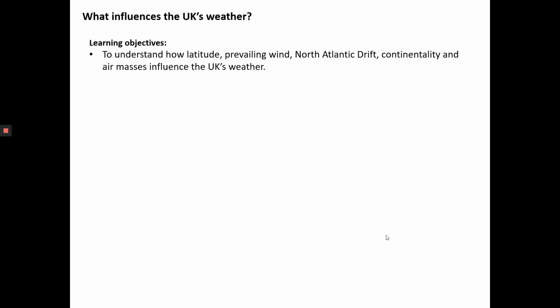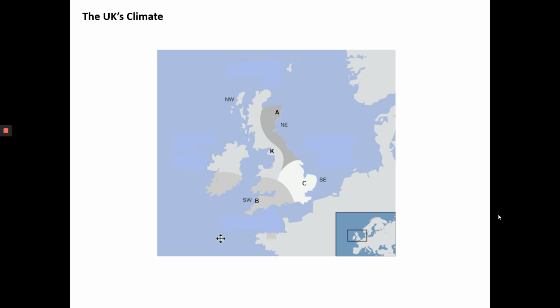Learning objectives on there. I'm not going to read it to you. You can read. So first bit, you've got a map here of the UK. As you can hopefully see, it's split into 4 bits. We've got the northeast here, labelled A, the southwest here, labelled B, the southeast here, labelled C, and the northwest here, which for some reason is labelled K, but it doesn't matter.